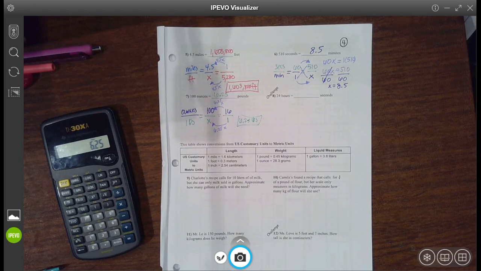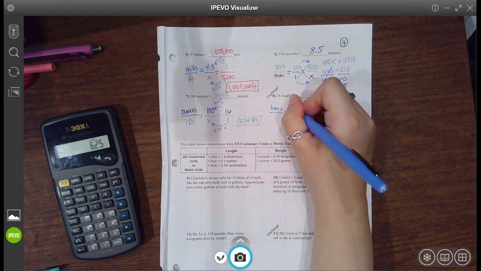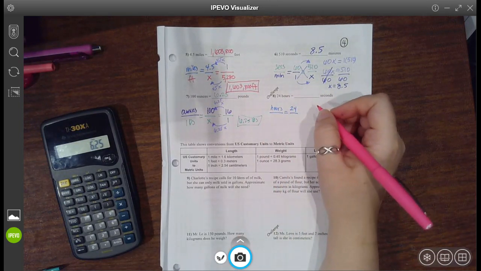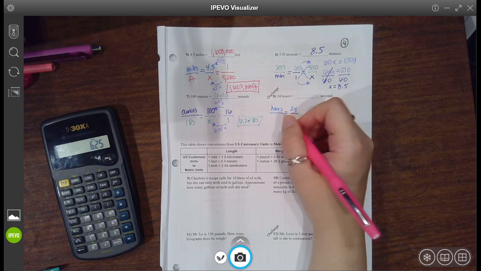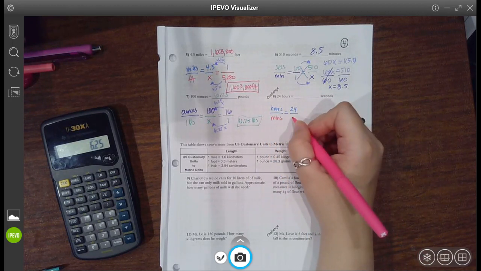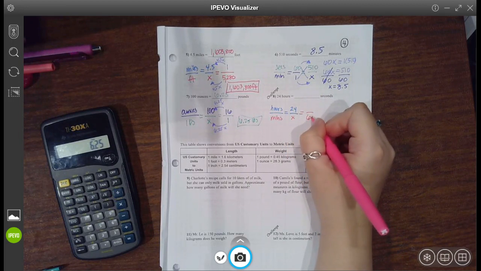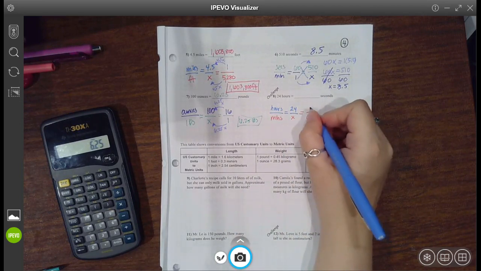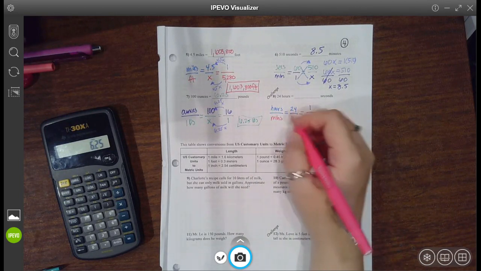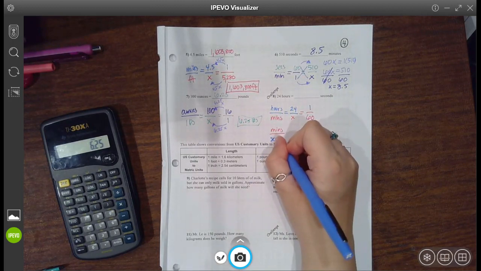Okay, I'm going to start with hours. And it said 24 hours is equal to, and I actually can't go from hours to seconds, but I can go from hours to minutes and then minutes to seconds. So let's figure out how many minutes are in 24 hours. We know that 60 minutes are in 1 hour.